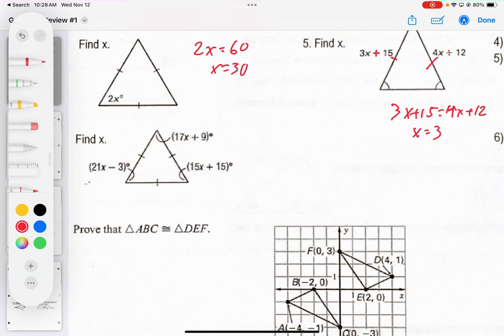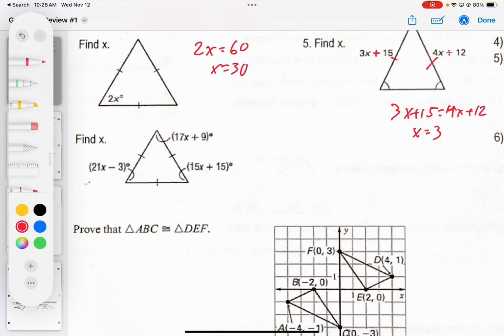Haya did number 6 for us. Haya, what type of triangle are we dealing with in number 6? It's equilateral, which means all sides are the same, right? So you just pick your 2 favorite sides and set them equal to each other. So Haya picked 21x minus 3, and then she set it equal to 15x plus 15. Haya, tell us what you did while I take attendance.